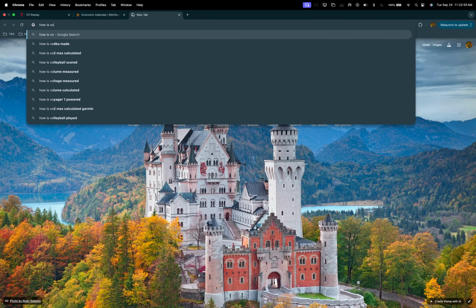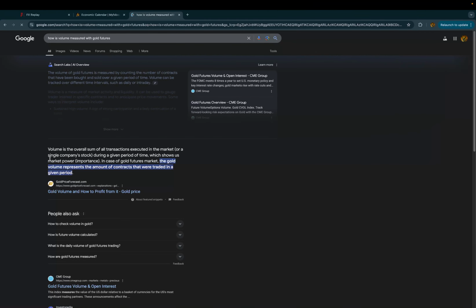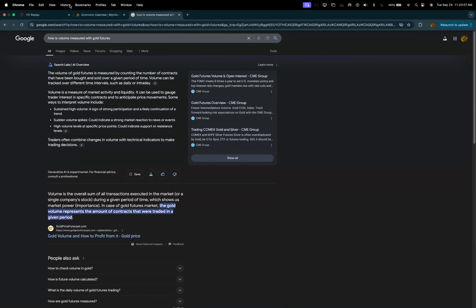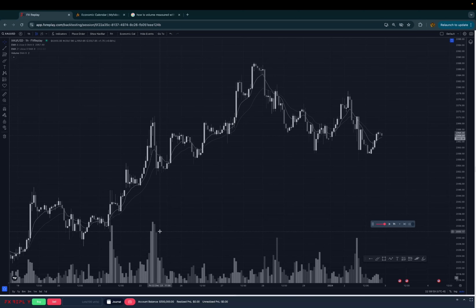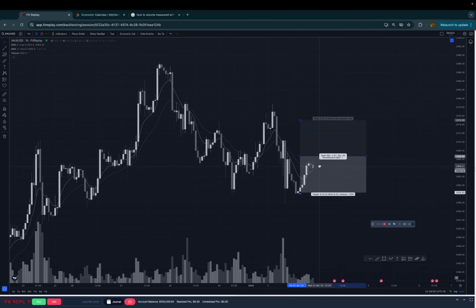How is volume measured with gold? Contracts, futures. Yeah. So this can't be right. Volume cannot be a whole 5 contracts, unless my trade here, we're gonna go put like a hypothetical trade.